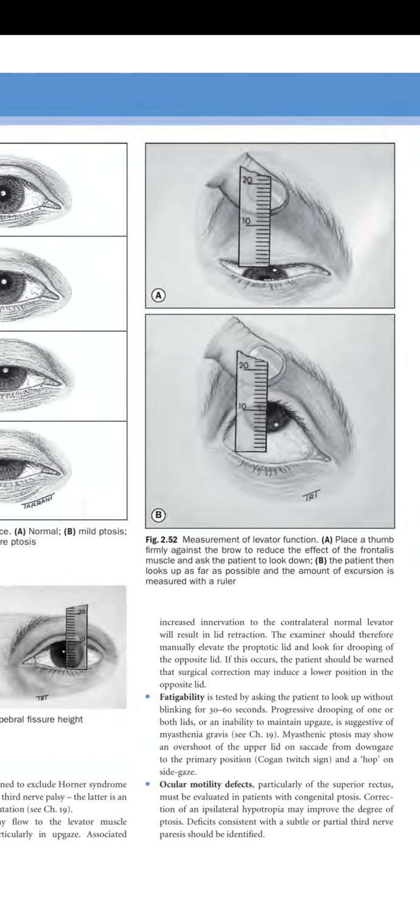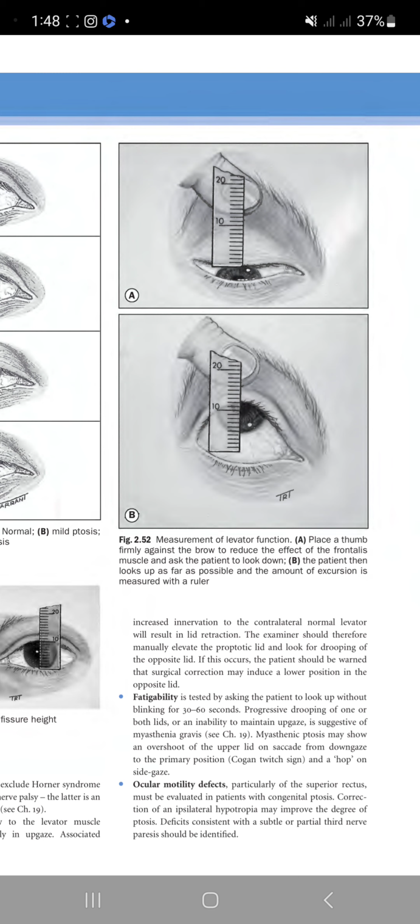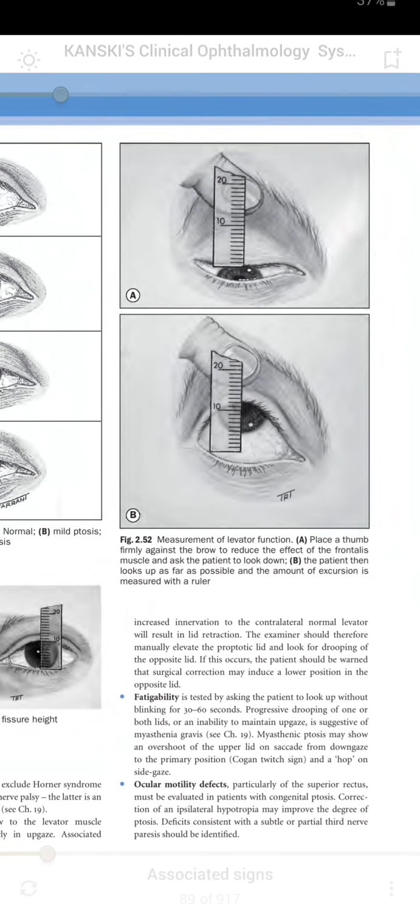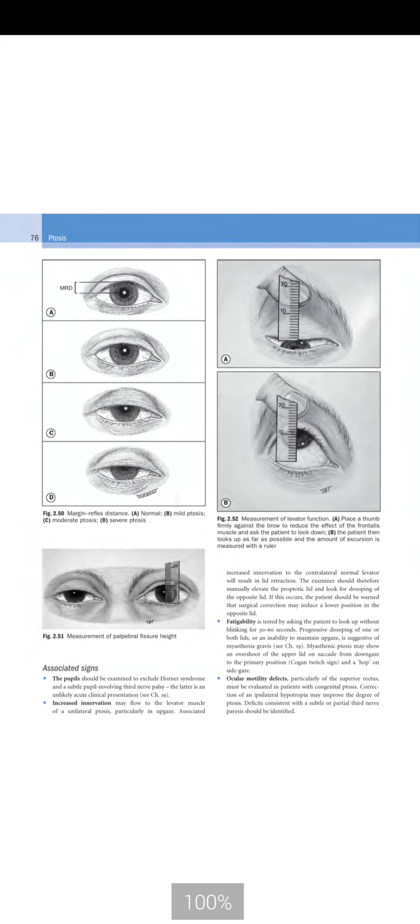Ocular motility defects, particularly in the superior rectus, must be evaluated in a patient with congenital ptosis. Correction of an ipsilateral hypertropia may improve the degree of ptosis. Deficits consistent with subtle or partial third nerve paralysis should be identified. So why is ocular motility important? Because sometimes the ptosis is associated with third nerve palsy. It can be associated with a superior rectus weakness as well.